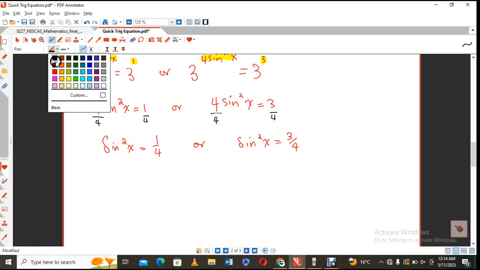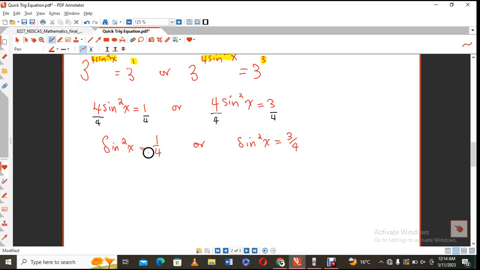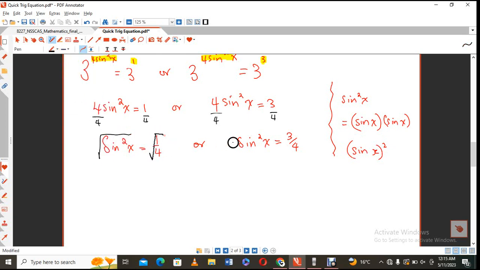So we have got sine square x is equal to 1/4. Now, sine square x, this is something that you should remember. Sine square x is the same as sine x times sine x, which is also something that we can look at this way, sine x all squared. So once we want to get rid of that square, we're going to take the square root. So we're going to take the square root of both sides, the square root of here over the square root of that, the same, the square root of here on square root of that.